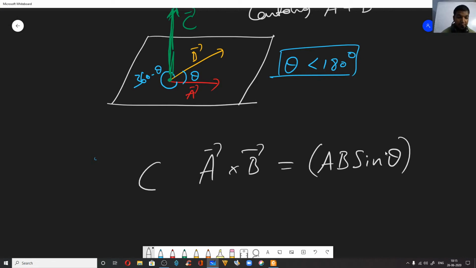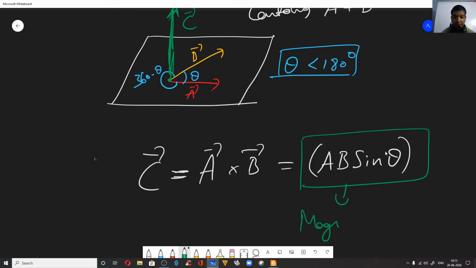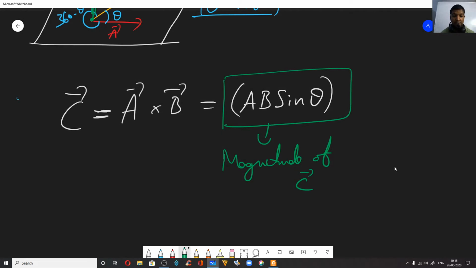Say C is the vector which is the cross product of A cross B. If you look at the right-hand side, AB sine theta gives you the magnitude of vector C. Now, since this is a vector, I need magnitude and direction. I got the magnitude. Now, how will you specify the direction?